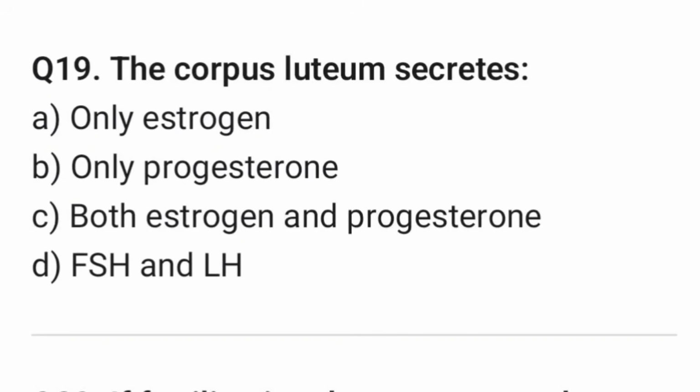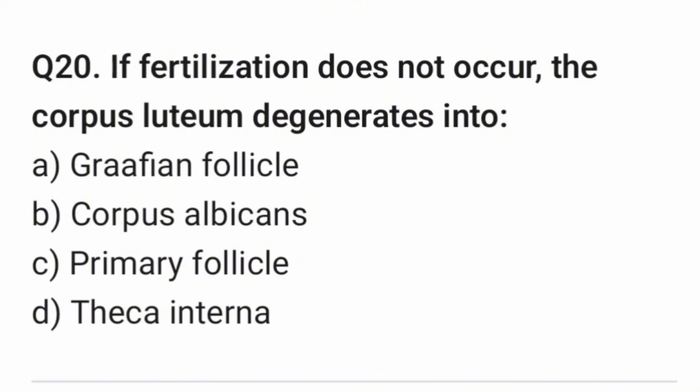Question 19. The corpus luteum secretes. Right answer is option C. Both estrogen as well as progesterone. Question 20. If fertilization does not occur, the corpus luteum degenerates into. Right answer is option B. Corpus albicans.